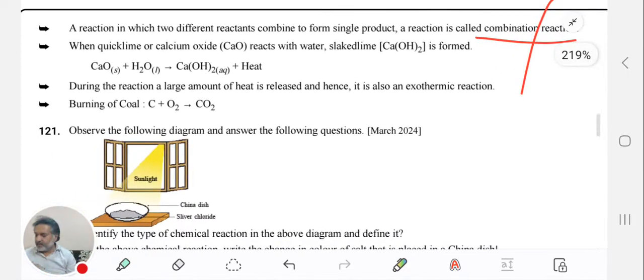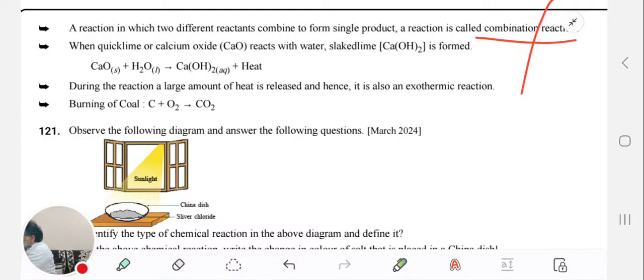When quicklime or calcium oxide reacts with water, slaked lime is formed. CaO plus H2O gives Ca(OH)2 plus heat. During the reaction, a large amount of heat is released and hence it is also an exothermic reaction. Burning of coal: C plus O2 gives CO2.